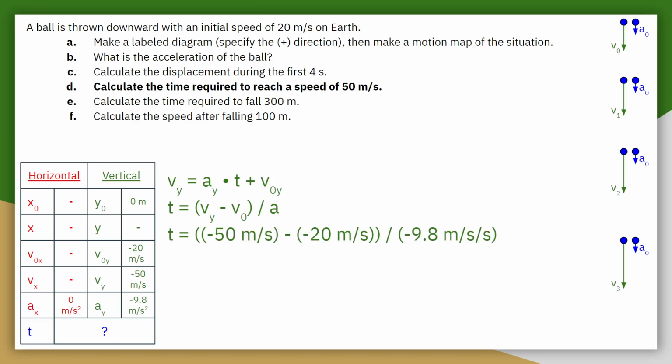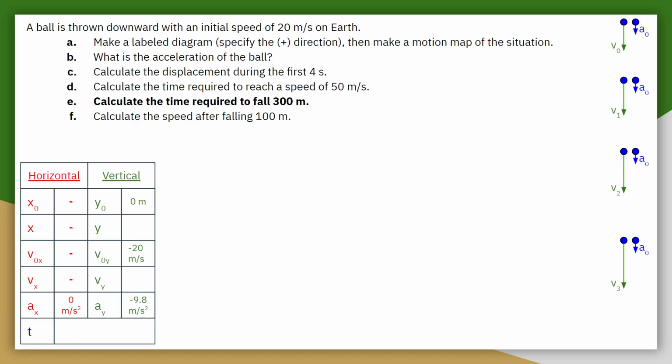My final velocity is negative 50 meters per second. My starting velocity is negative 20 meters per second, and my acceleration is negative 9.8 meters per second each second. So when I simplify that down, the time required to reach that downward speed of 50 meters per second would be 3.06 seconds.